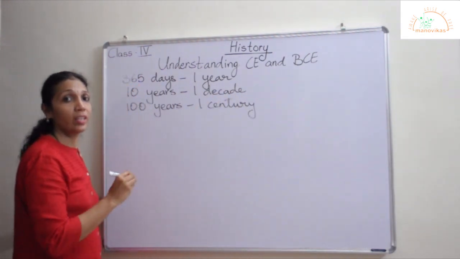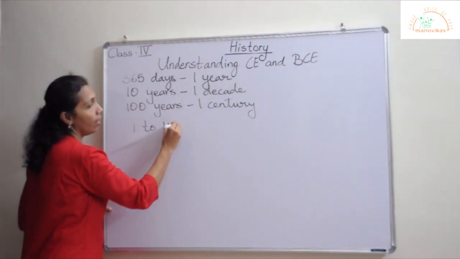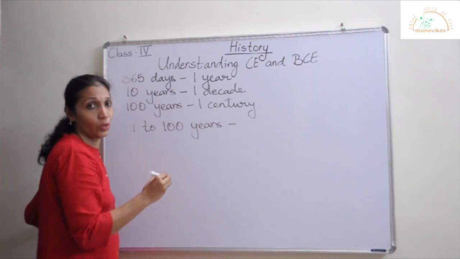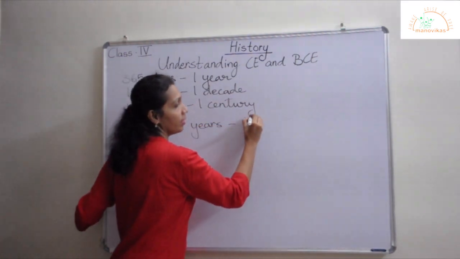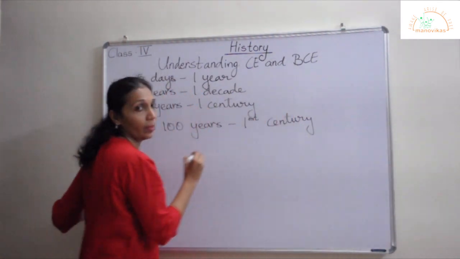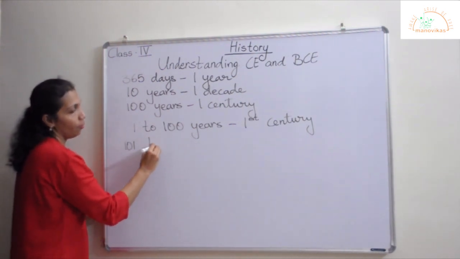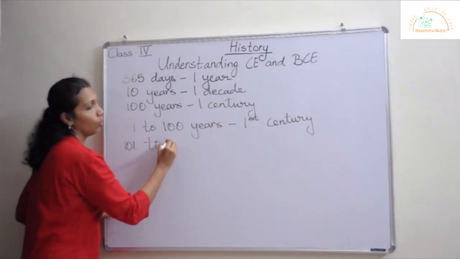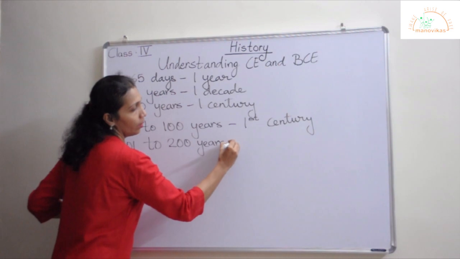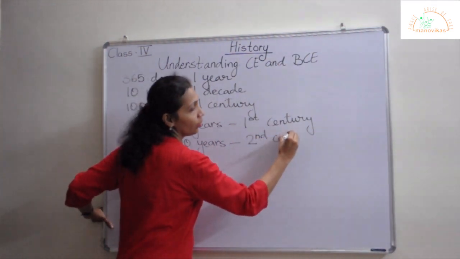So the years from 1 to 100 years constitute first century. The years from 101 to 200 years belong to second century.